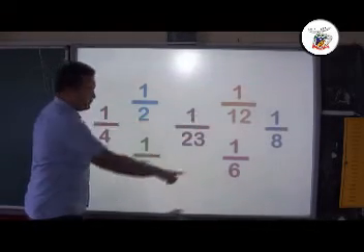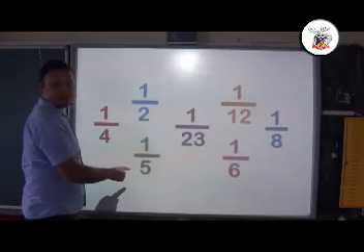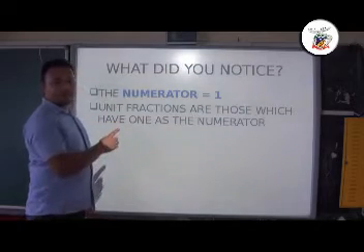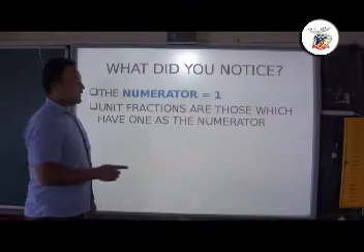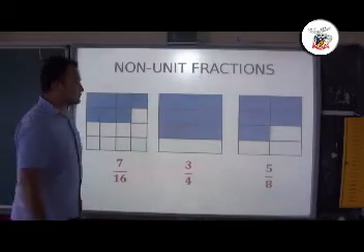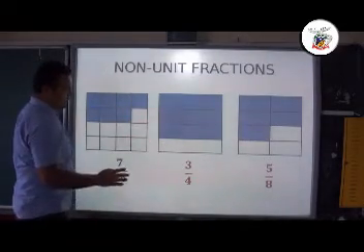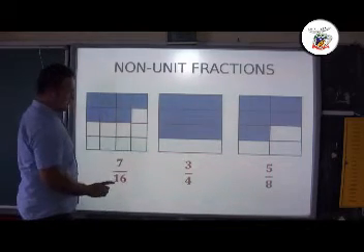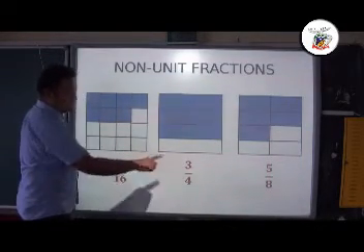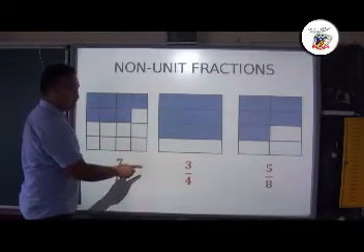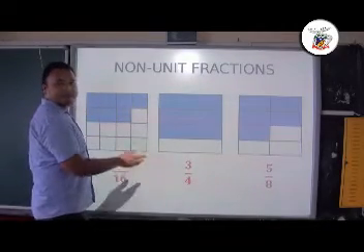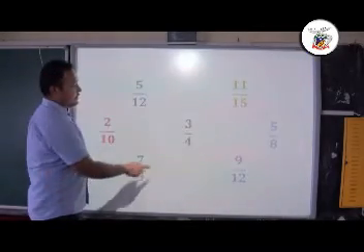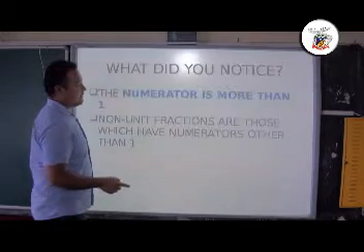The same with these fractions here. All of them, they have the same numerator. So these type of fractions which have the numerator 1, they are called unit fractions. Now non-unit fractions, take a look at these figures and the fractions that they represent. Notice the numerators. They are not equal to 1 or they are bigger than 1. So these type of fractions which do not have the numerator as 1, they are called non-unit fractions.